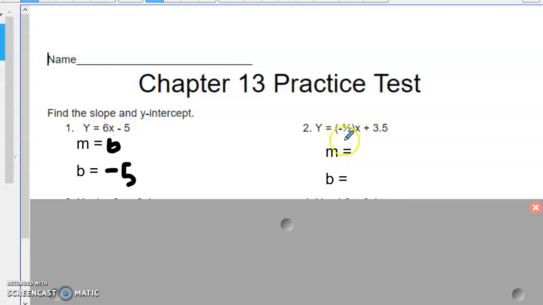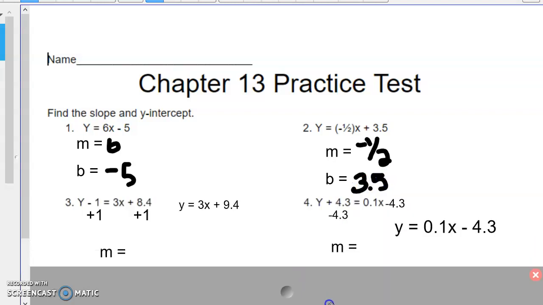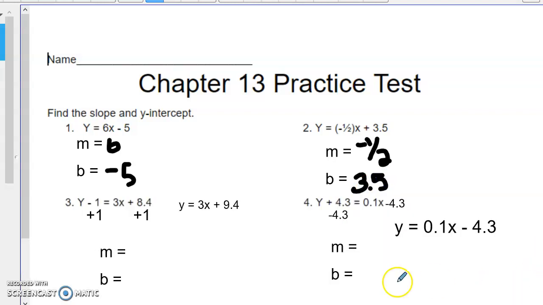For this one, your slope would be this number in front of the x, so it would be -1/2. And then your y-intercept would be 3.5. Okay, these two down here were a little bit trickier.